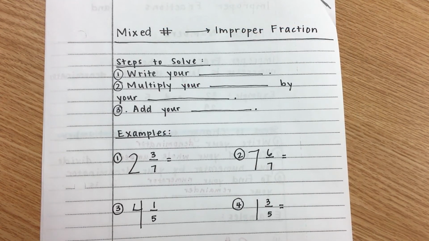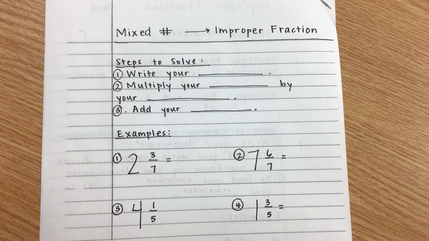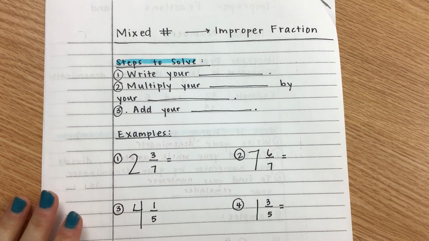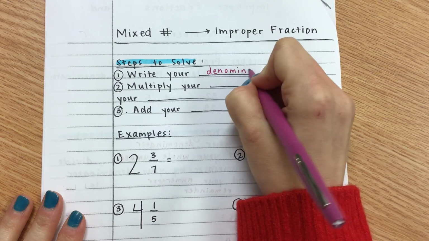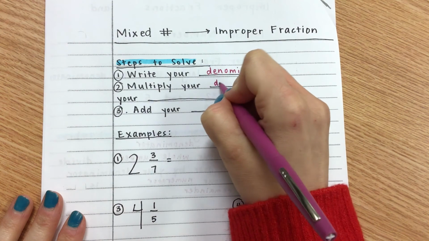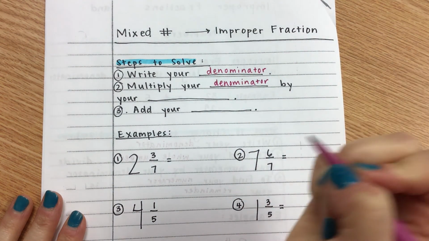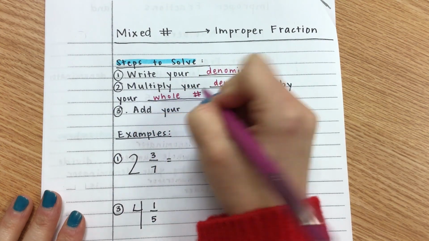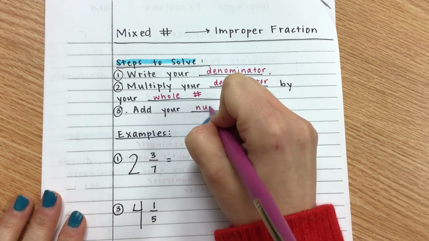So here's where we get to go the other way. We're going from a mixed number to an improper fraction. And here are the steps in order to be able to solve it. First, you're going to write your denominator, just like last time. Then you're going to multiply your denominator by your whole number. And then step number 3, you're going to add your numerator.